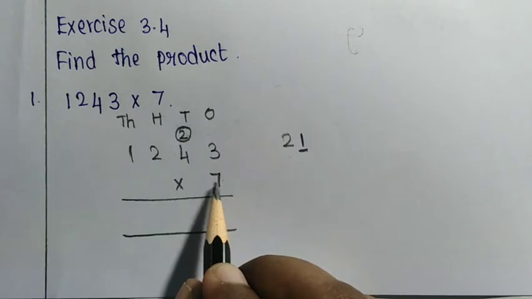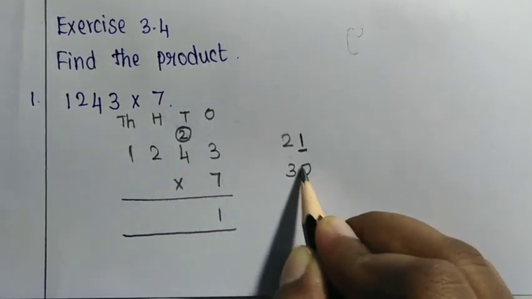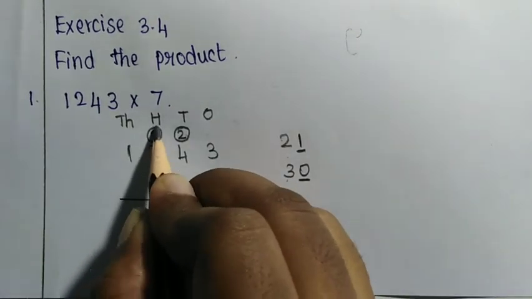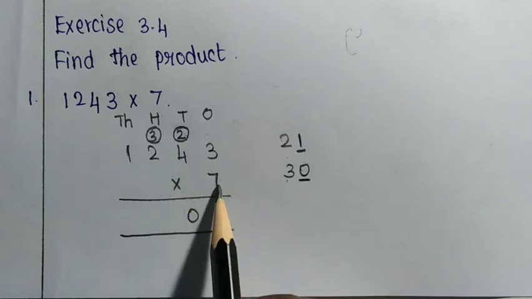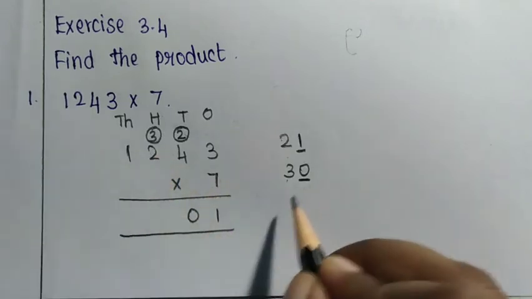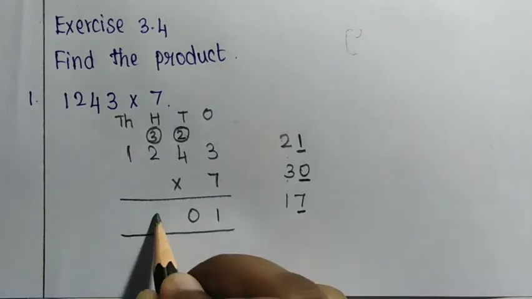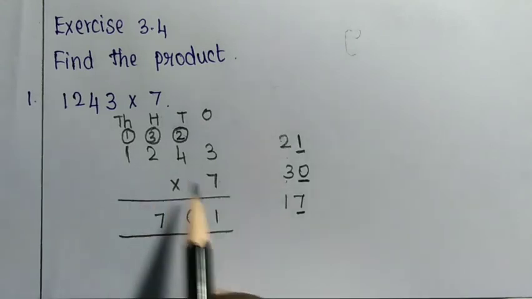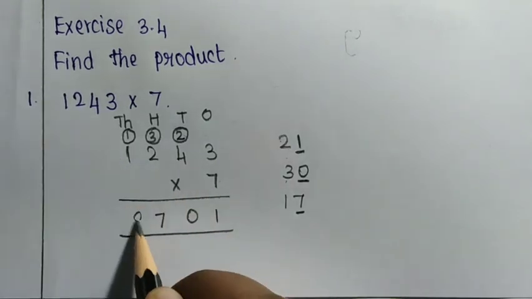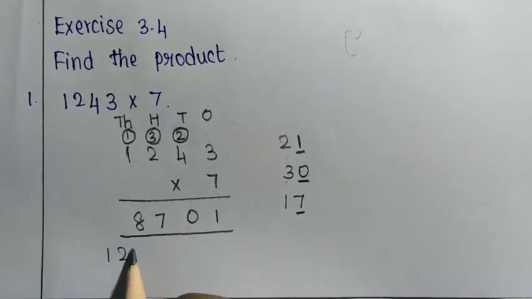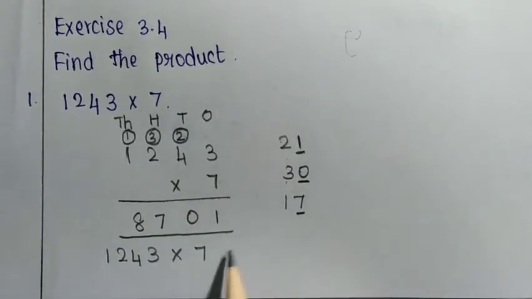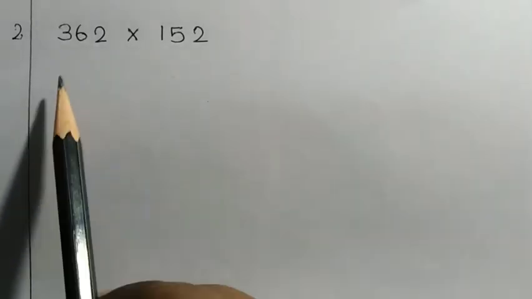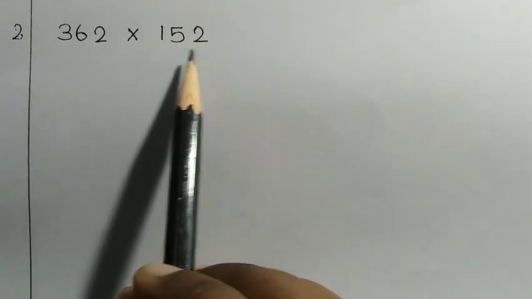4 sevens are 28 plus 2, 30. So 0 will be written over here and this 3 will go as the carryover to the next place value. 2 sevens are 14. 14 plus 3, 17. So 7 will be written over here and 1 will go as the carryover to the thousands position. 1 seven is 7 plus 1, 8. So the product of 1243 and 7 is 8701.